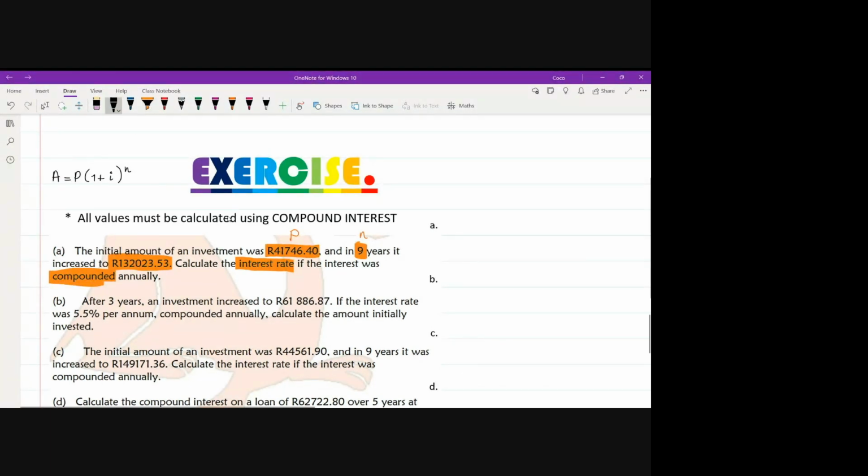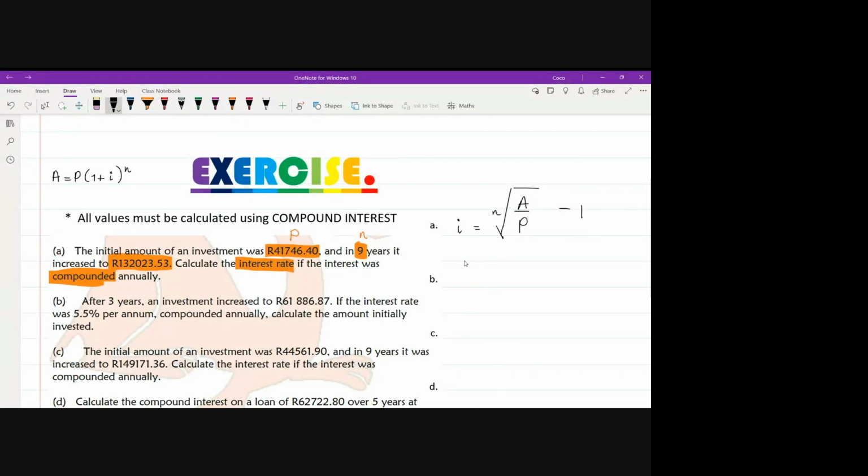All right, so let's go ahead and write that formula that we've just derived. So i is going to equal the nth root. I'm sorry, there we go. We're going to do i is equal to the nth root of A over P, and outside my root, minus 1. Let's sub in our values.